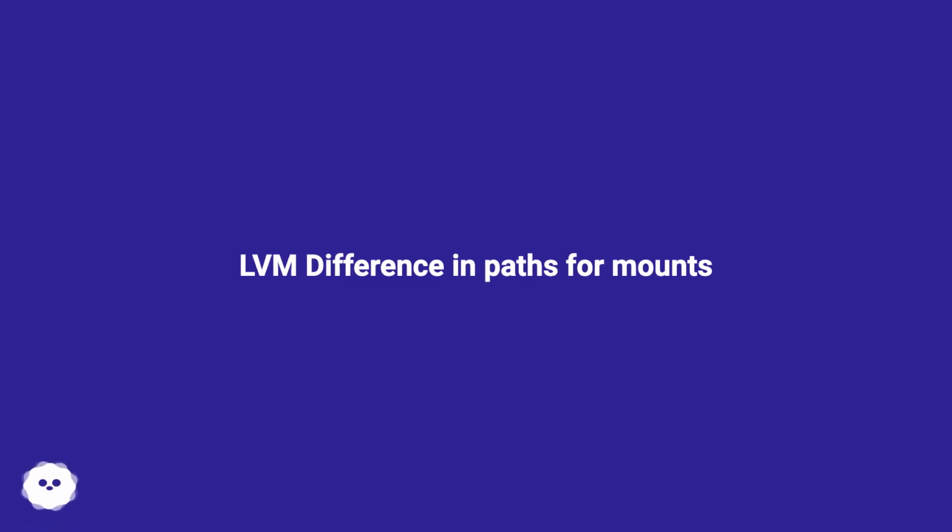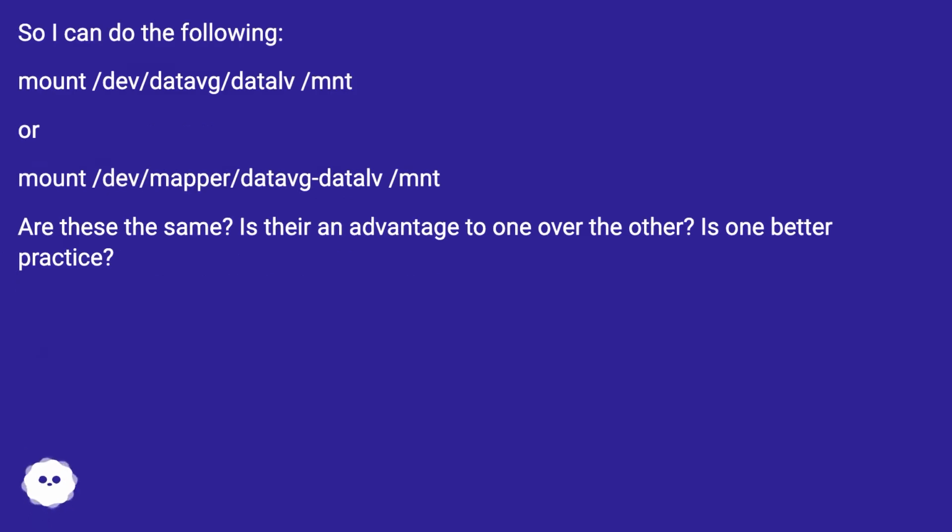LVM difference in paths for mounts. So I can do the following: mount /dev/datev/datev /mnt, or mount /dev/mapper/datev-datev /mnt. Are these the same? Is there an advantage to one over the other? Is one better practice?